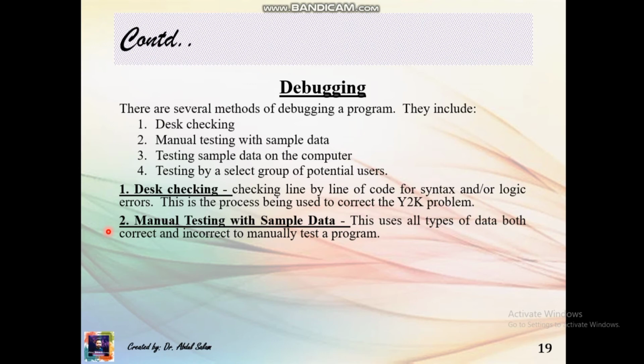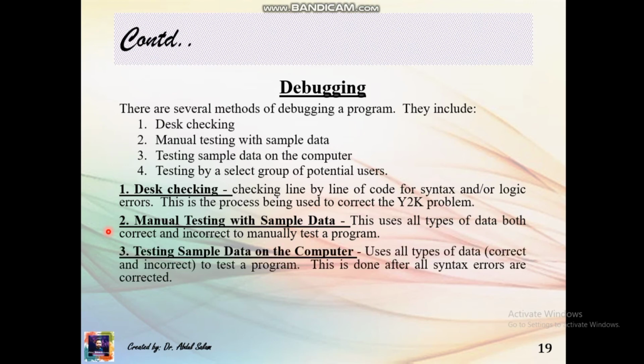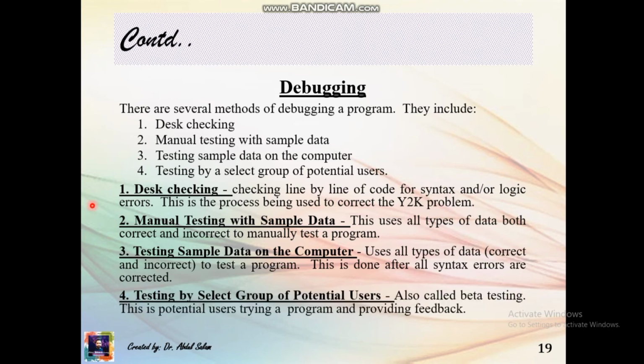The second one is manual testing with sample data. This uses all types of data, both correct and incorrect, to manually test a program. Testing sample data on the computer uses all types of data, correct and incorrect, to test a program. This is done after all syntax errors are corrected. Testing by a select group of potential users is also called beta testing. This is a potential user trying a program and providing feedback.